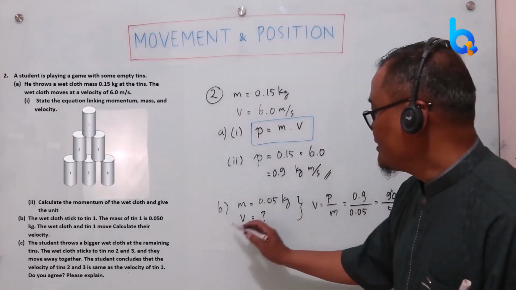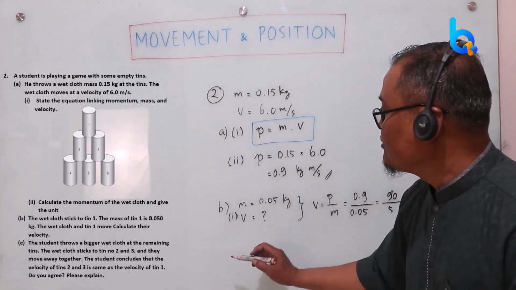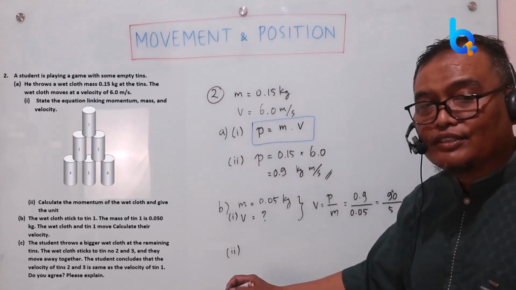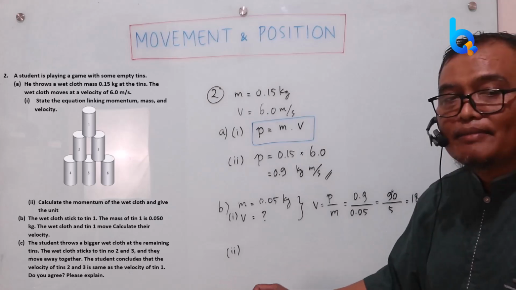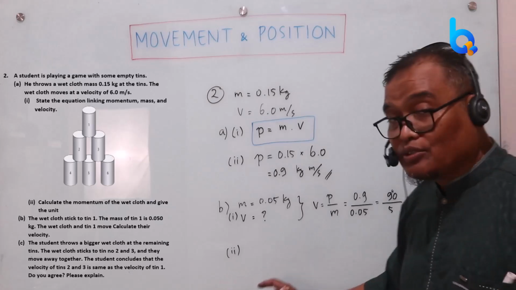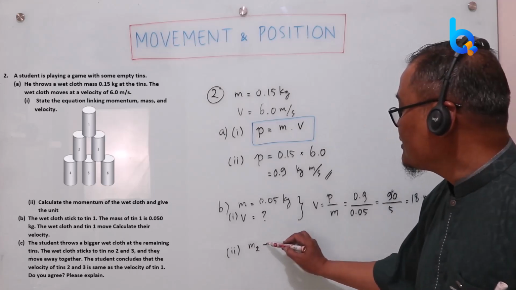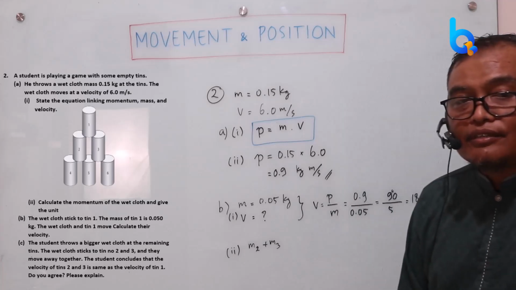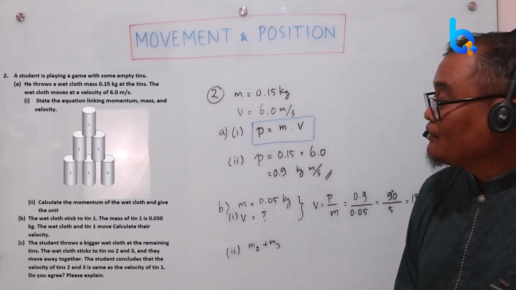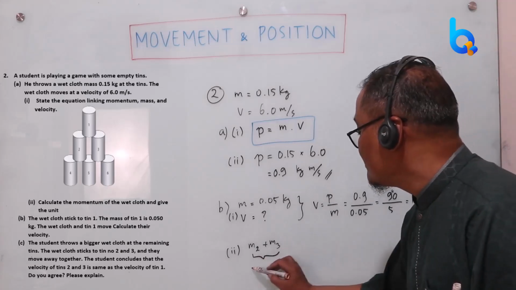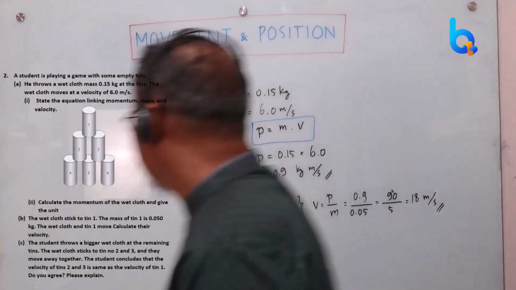Okay, we continue. Sorry, just now was B1, this is B2. From B2, the student throws a bigger wet cloth at the remaining tins. The wet cloth sticks to tins number 2 and 3, so this mass is number 2 and number 3, and then they move away together. The student concludes that the velocity of tins 2 and 3 is the same velocity.